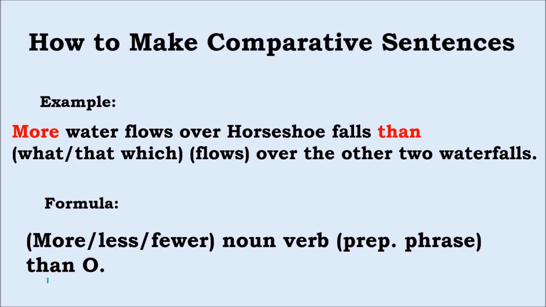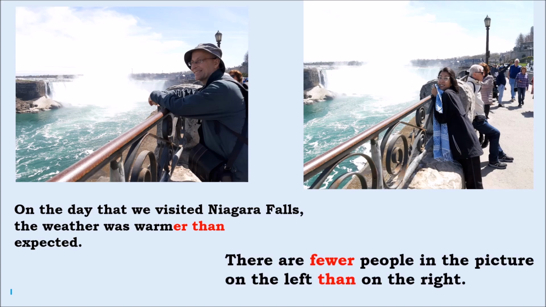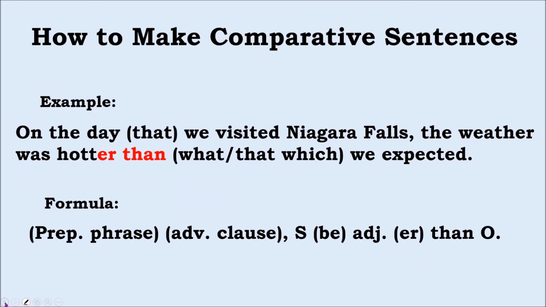Let's take a look at one more example of a comparative sentence. Here we have a noun beginning the sentence that has been modified with more, less, or fewer. We can use this for comparison as well. On the day that we visited Niagara Falls, the weather was warmer than expected. There are fewer people in the picture on the left than on the right. We'll look at both of these sentences.